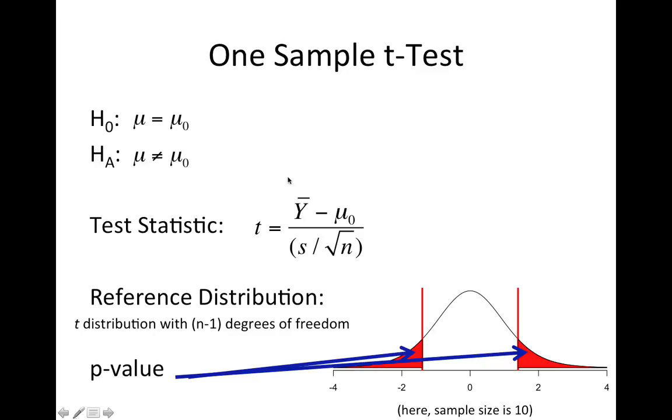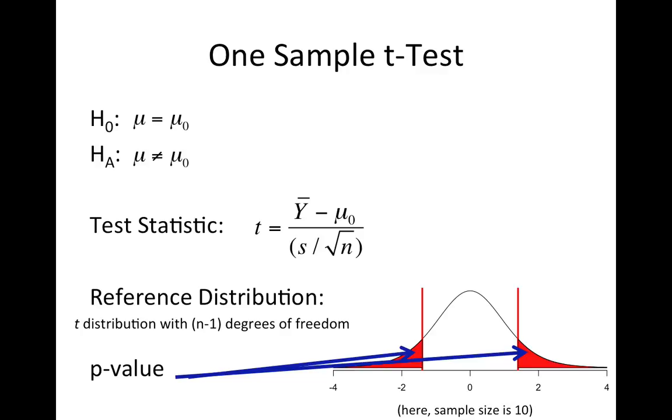But if you think about this quantity, n is just some fixed number. Mu naught is just some fixed number we made up. Y bar is something random depending on which sample we get, but s is also something random depending on which sample we get, because s is an estimate of sigma based on the sample. So now both the numerator and the denominator of this test statistic have some variation, have some uncertainty, and for that reason, even with the central limit theorem, we can't quite say that this reference distribution is going to be normal. We say it looks t.